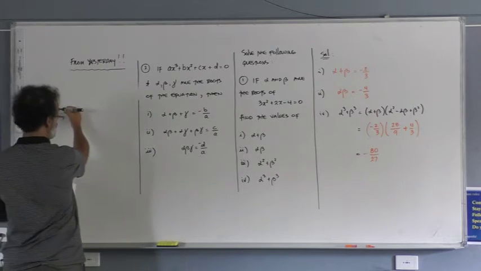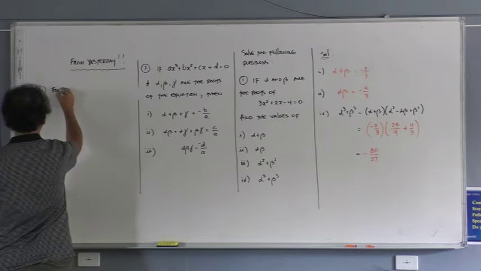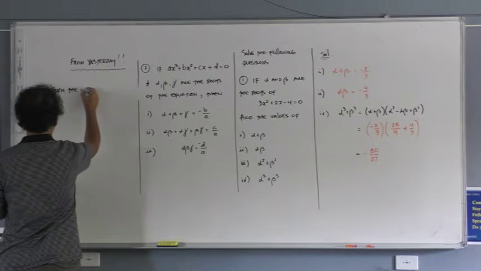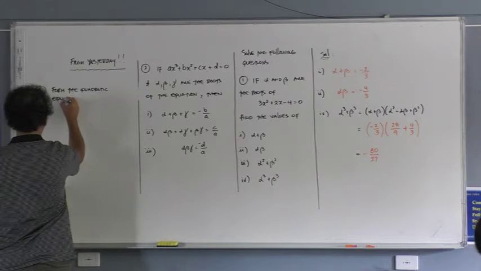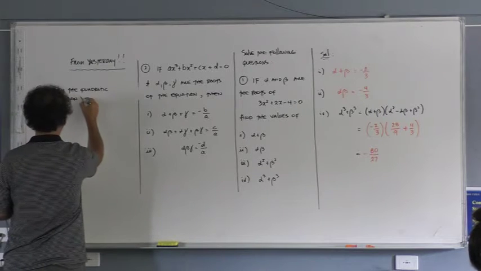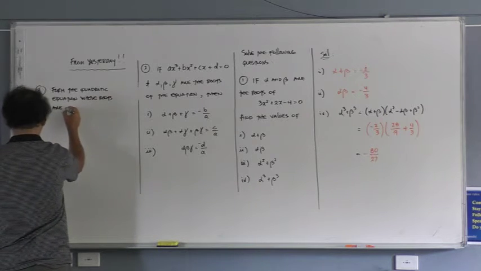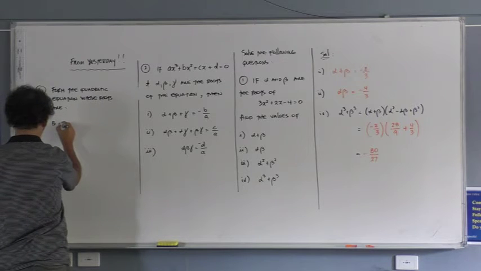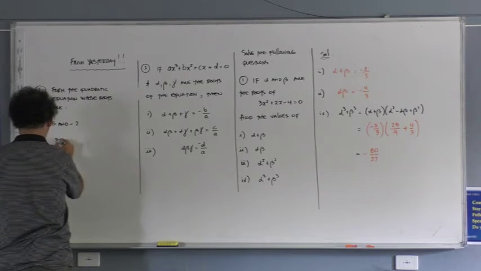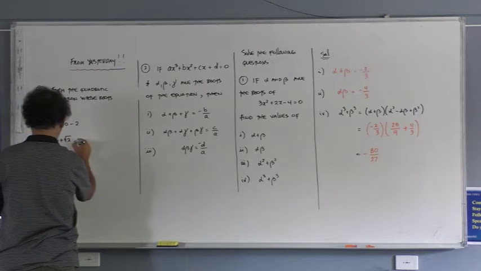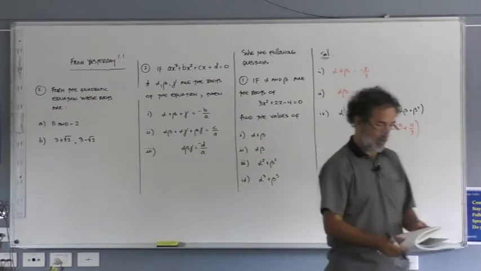Okay, another question. This is question 2. The question says this: Form the quadratic equation whose roots are 5 and -2, b) 3 plus root 2, 3 minus root 2.